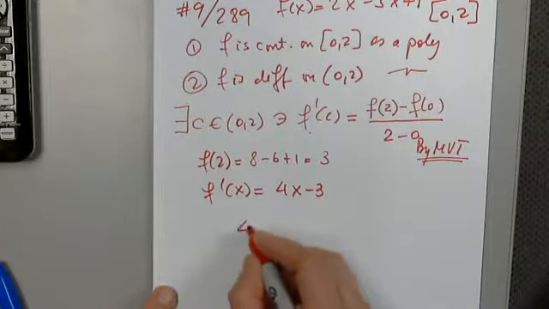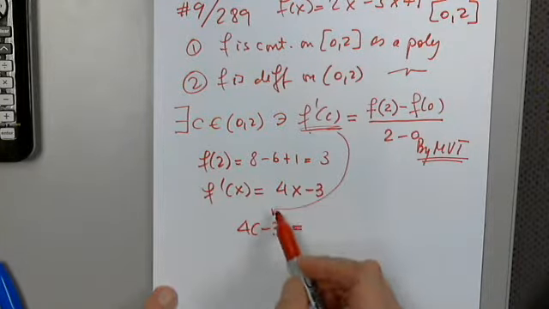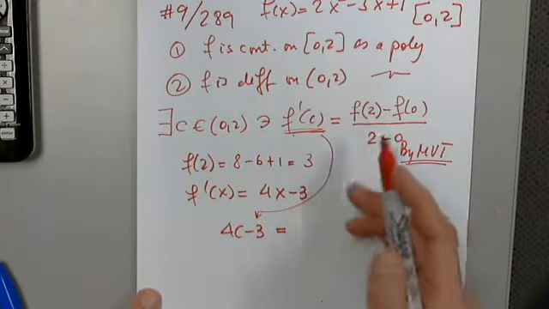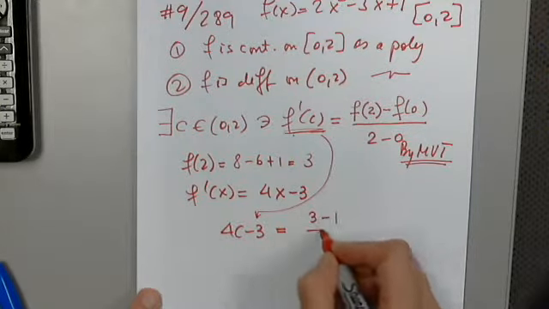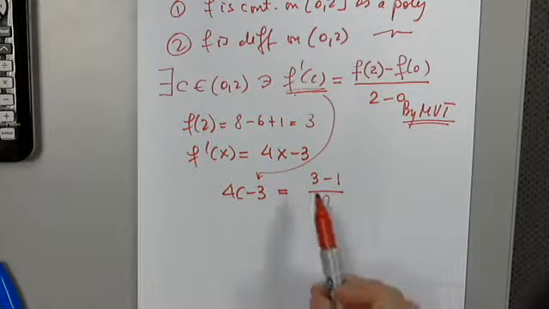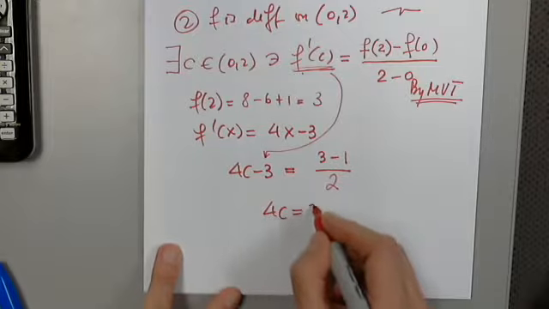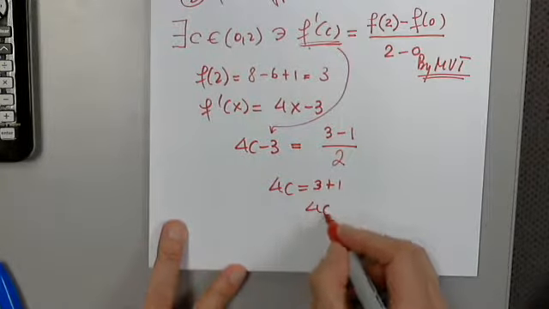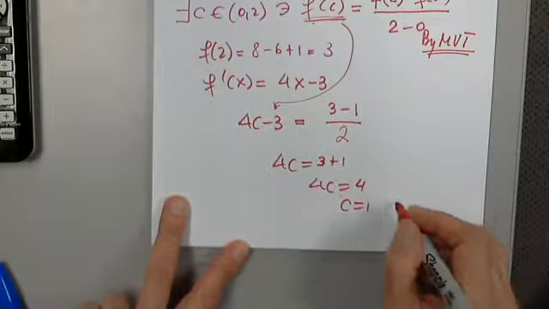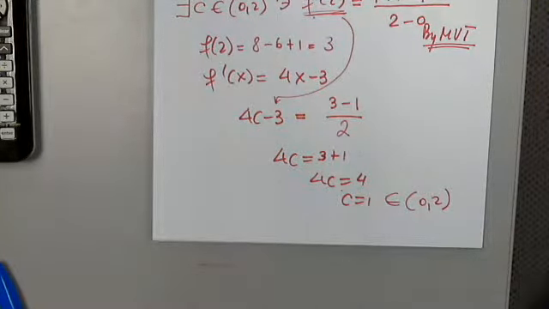And now we write 4c minus 3 equals f of 2, which is 3, minus 1 over 2. 3 minus 1 is 2, 2 over 2 is 1. 4c equals 3 plus 1, 4c equals 4, c equals 1. And this better be between 0 and 2, since it's guaranteed by MVT. And it happens that there is only one such point.